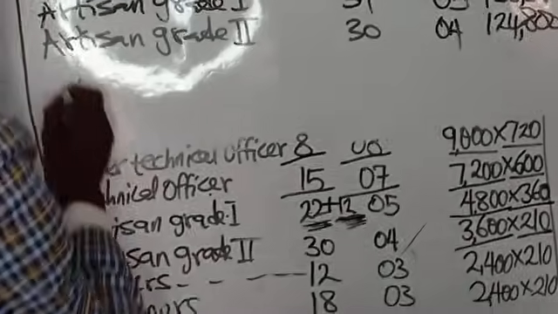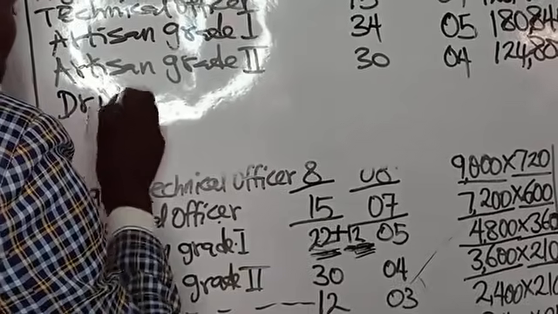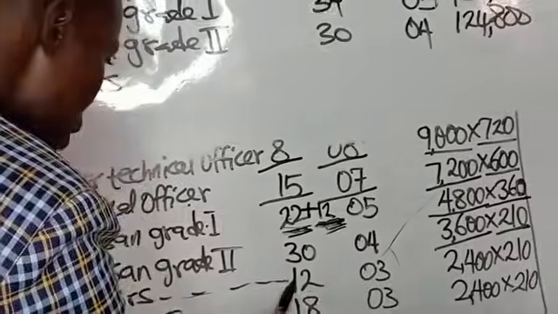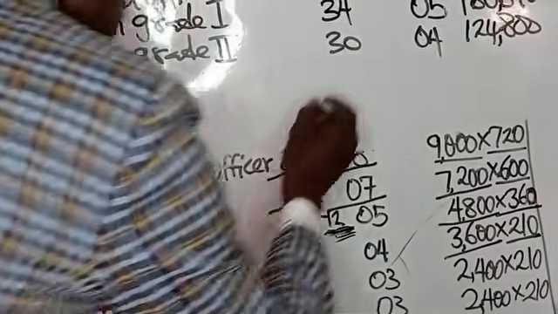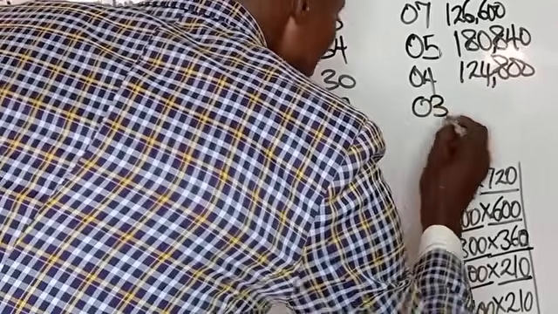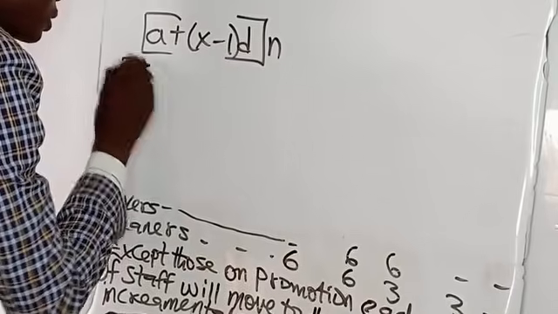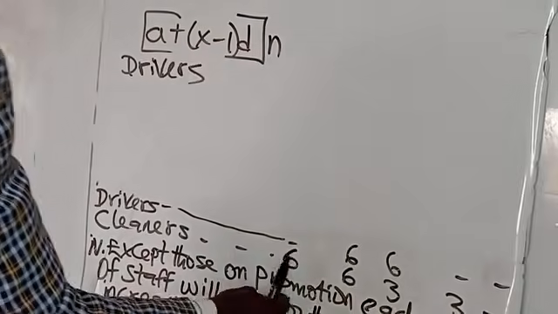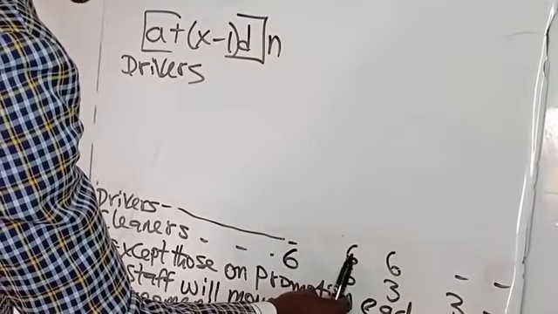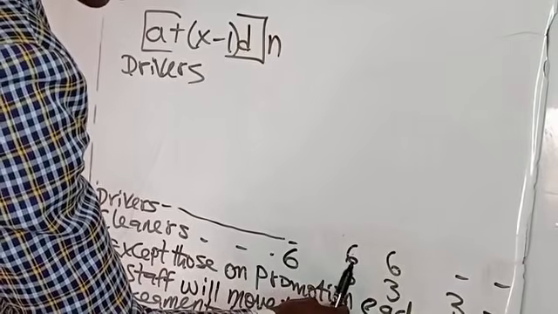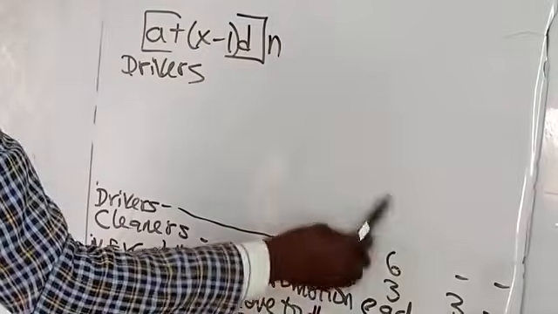After artisan grade 2, we have drivers. The number of drivers is 12, grade level 3. 12 employees, grade level 03, drivers. 6 were in step 2 before. 6 drivers were in step 2, and they are now moving to step 3.